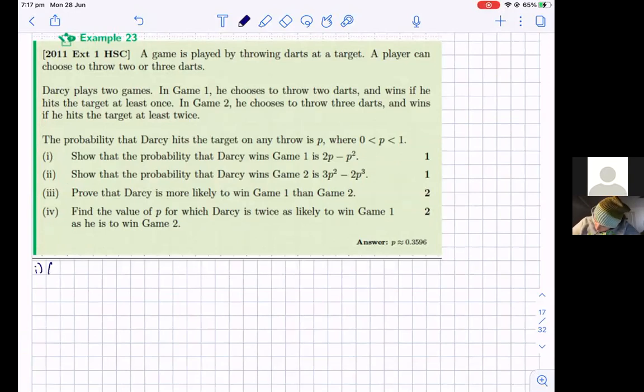Game 1. To find the probability of winning, that's 1 minus the probability of losing, which in this case, he loses if he doesn't hit the target at all.